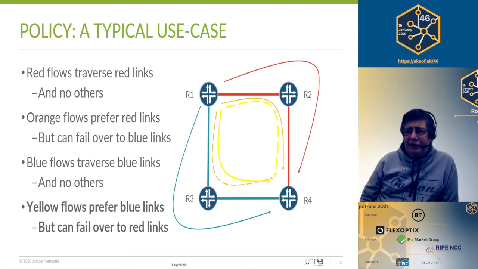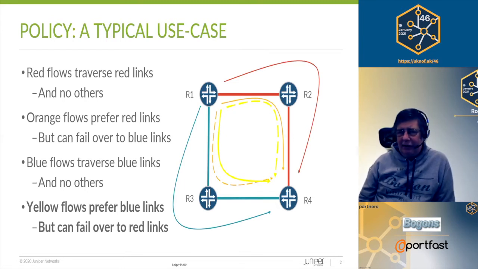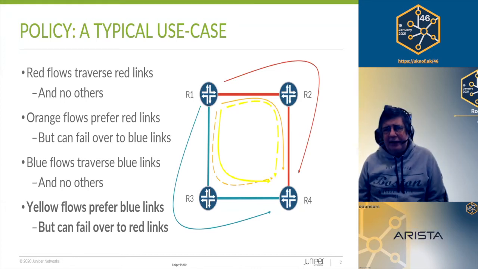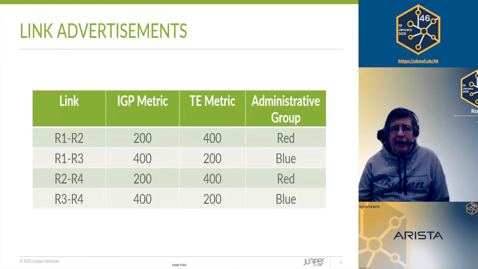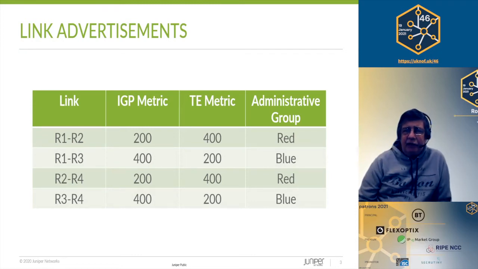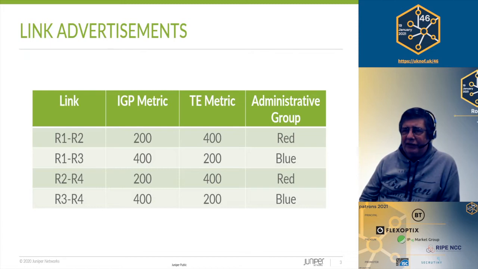So imagine this as maybe flows where the red links are high latency and the blue links are low latency, or the blue ones are high bandwidth, or maybe one plane or another. This is the kind of use case that we can address. Now, how do we address this? Well, it's done entirely with IGP magic. And in fact, the magic is pretty simple.